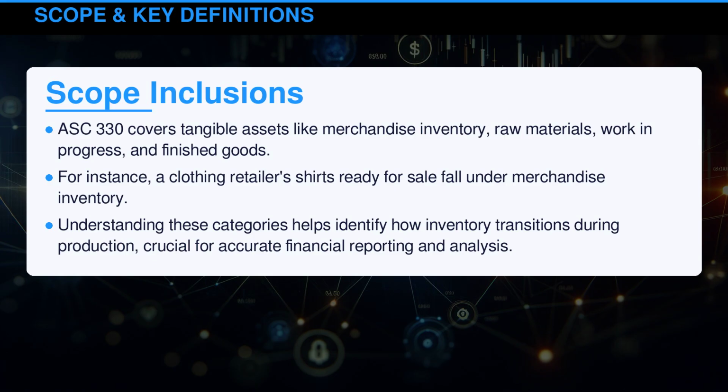ASC 330 covers tangible assets like merchandise inventory, raw materials, work in progress, and finished goods. For instance, a clothing retailer's shirts ready for sale fall under merchandise inventory. Understanding these categories helps identify how inventory transitions during production, crucial for accurate financial reporting and analysis.